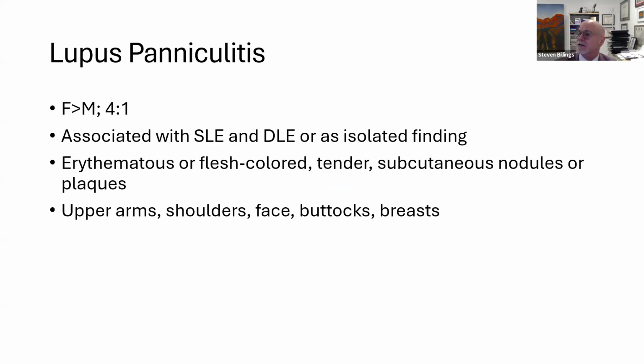So lupus paniculitis, you tend to see in females more than males. It's associated with systemic lupus and discoid lupus or as an isolated finding. Lupus paniculitis presents as these erythematous or flesh-colored tender nodules, subcutaneous nodules, or plaques. And unlike the other forms of paniculitis I've talked about, lupus paniculitis tends to involve the upper body. So it tends to be on the arms, shoulders, face more commonly than the legs.